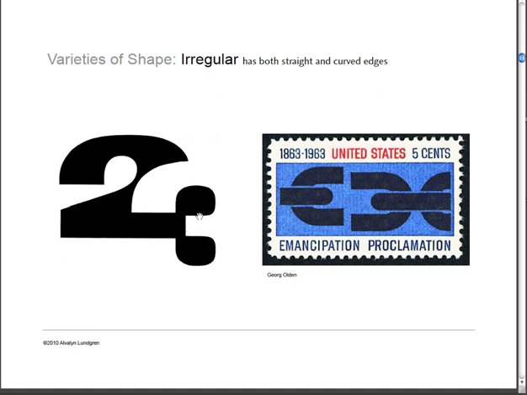So this is irregular. And what we have going on in here with the depiction of the linked chain breaking apart, we have an irregular shape. We have straight edge, curve, straight edge, curve. And here we have straight and curve and so forth. So an irregular shape combines both straight and curved edges.